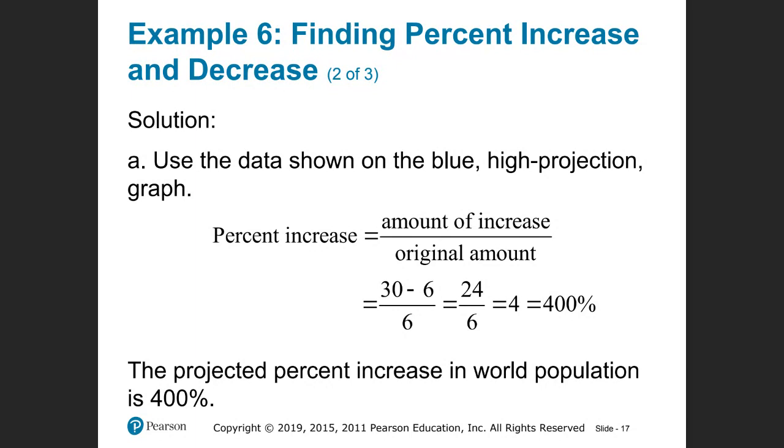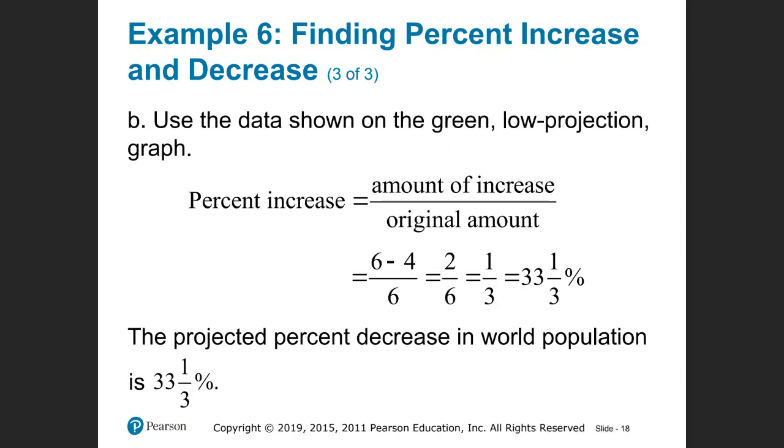So 24 divided by 6 is 4. We need to change this to a percent. So we move the decimal point, which would be after the 4, 2 places to the right, add zeros, and it's 400%. So the projected percent increase in world population is 400%.